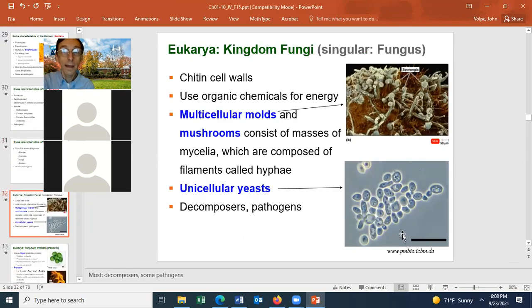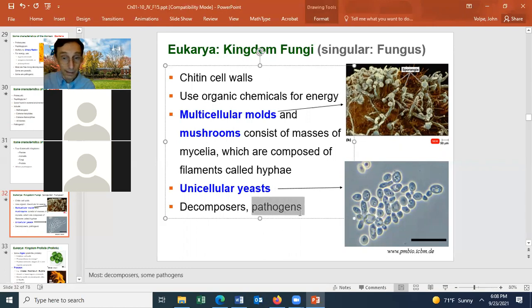The kingdom fungi, singular fungus. You don't really need to know. They have cell walls that are a little different, made of chitin. You don't need to know that. They use organic chemicals for energy. Mainly the fungus degrade something to get their energy needs. So most of them are decomposers. There are a few yeast, which are pathogens causing disease in humans. And I think you know that from a yeast infection, human pathogen.